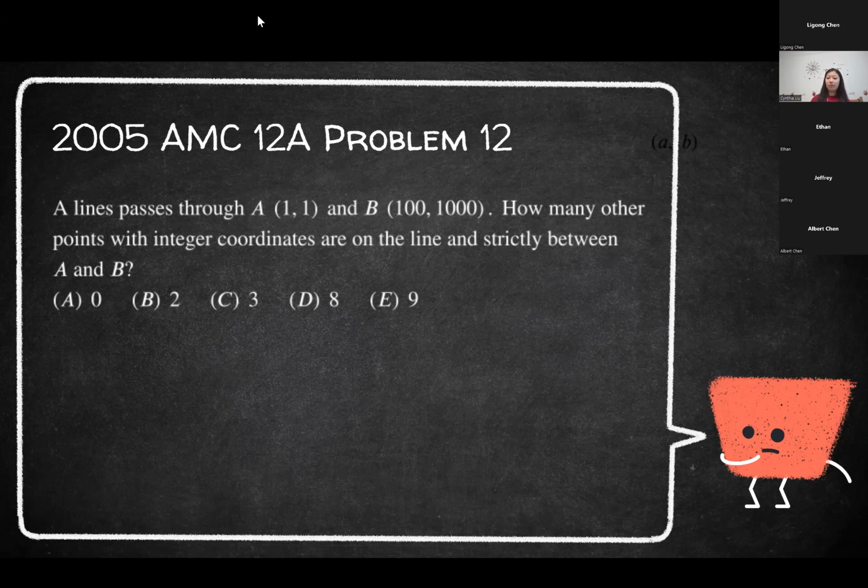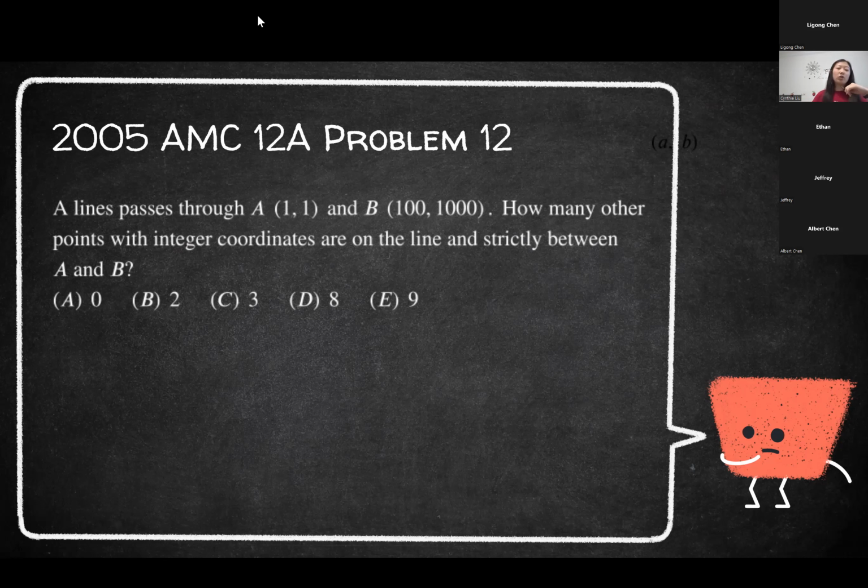Okay, it's been a minute or two, so I'll go ahead and go over it. It says that a line passes through point A, which is (1, 1), and point B, which is (100, 1000). How many other points with integer coordinates are on the line and strictly between A and B? When it tells you integer coordinates, you should automatically think of lattice points, right? So you can't have decimals.